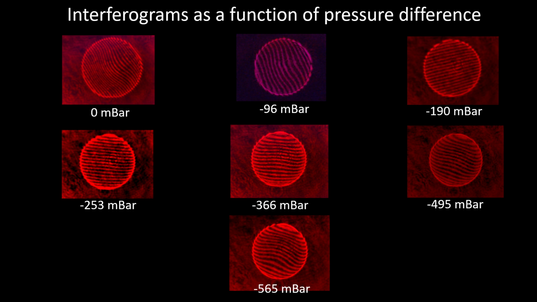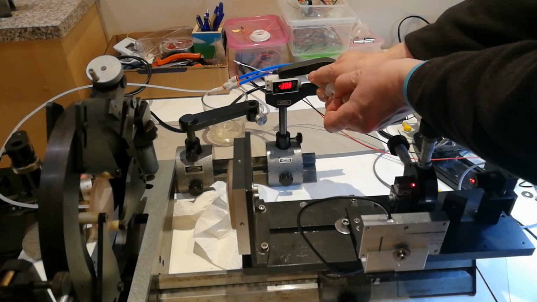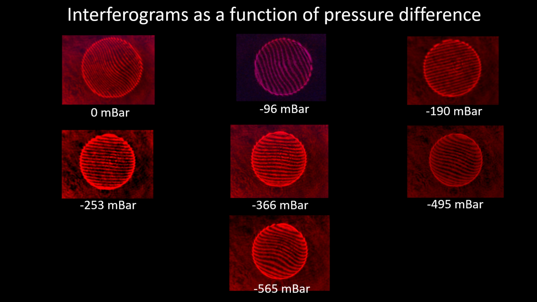Using this tool, I could measure the surface shape of the mirror, and basically I recorded the interferograms at various pressures inside the mirror cavity. And these interferograms are actually just one-shot images, so no averaging or stacking. Now let me show you what an interferometric measurement actually looks like.